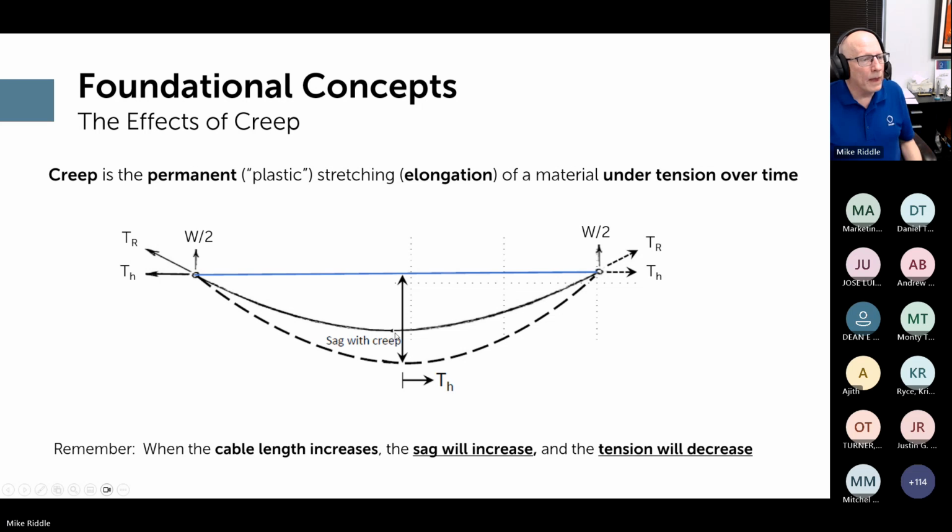So as the cable creeps, it's elongating over time. The cable length is increasing, that means that the sag must increase. And then we know that if the sag increases, then the tension will decrease. There we go.